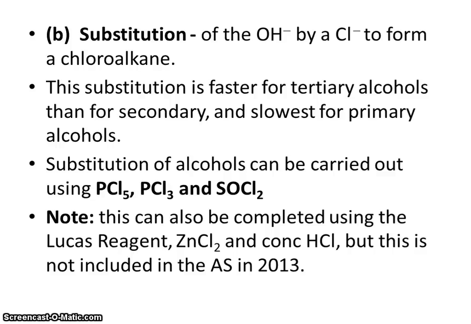Okay, so substitution reactions we could do are PCl3, PCl5, SOCl2, so phosphorus trichloride, phosphorus pentachloride, and thionyl chloride. You've got to remember these. It's an easy way to determine the difference between tertiary, secondary, and primary alcohols, is how fast they will react in a substitution reaction. Tertiary is fast, secondary slow, primary so slow.